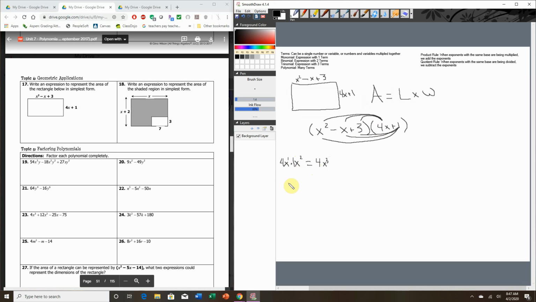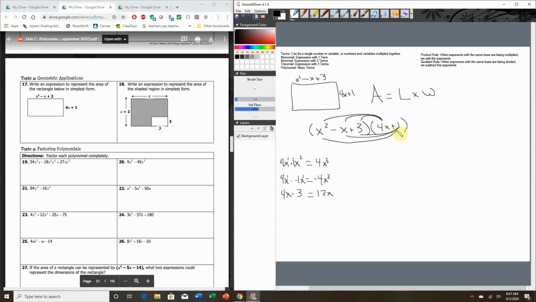Then next we have 4x times negative x, or negative 1. So now we have 4 times negative 1 will be negative 4. And then we're going to have x to the power of 1 and x to the power of 1, and that's going to give us x squared. Okay? Then our next one, we have 3 times 4x. So we're distributing that 4x to everything in the original trinomial times 3. So that would just be 12x.